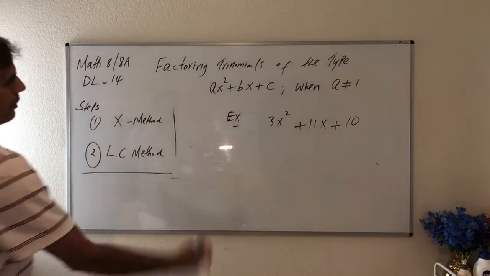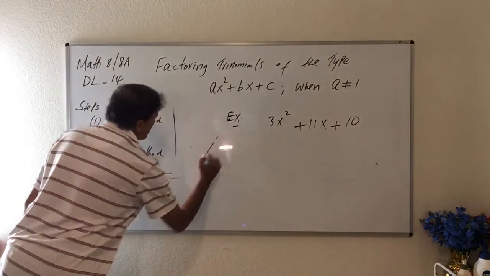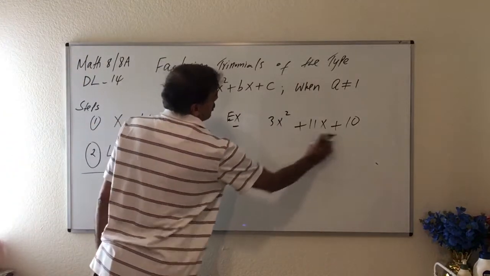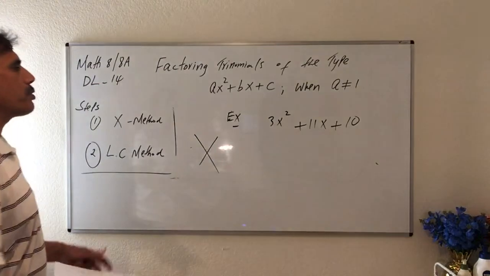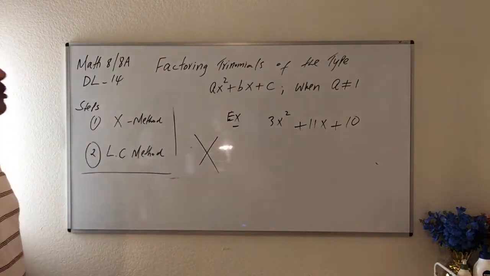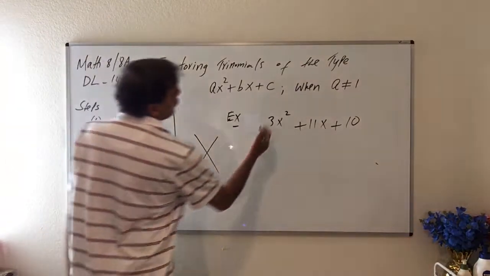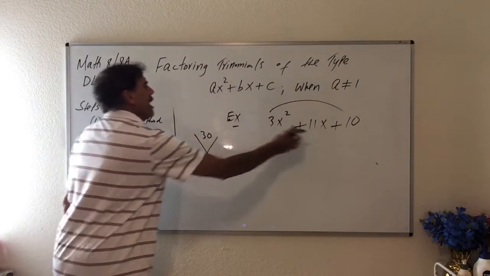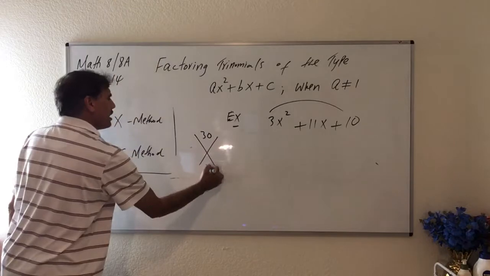Okay, so the first step is we're going to use the X method. What is the X method? It's a descending order, and there's no greatest common factor. Remember, we always look for the GCF, and if there's no GCF, we're ready. So 10 times 3 is 30, and then the bottom number is going to be 11.